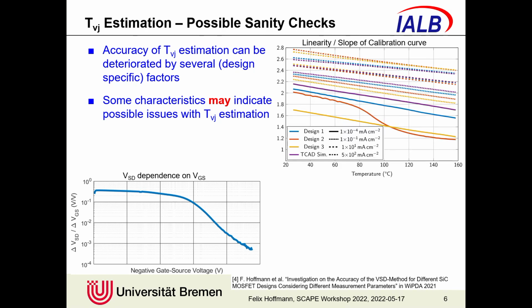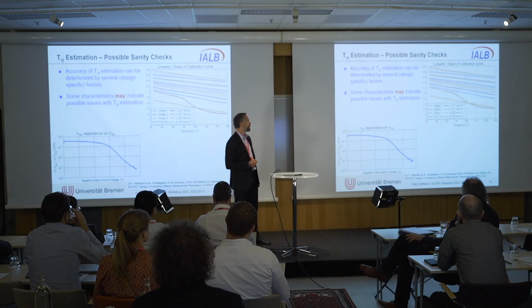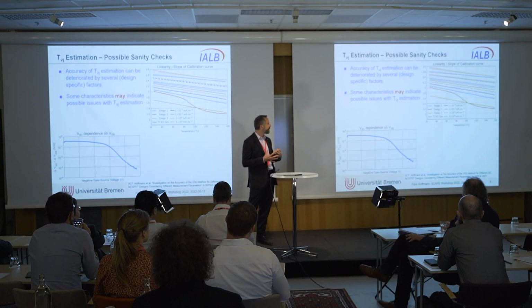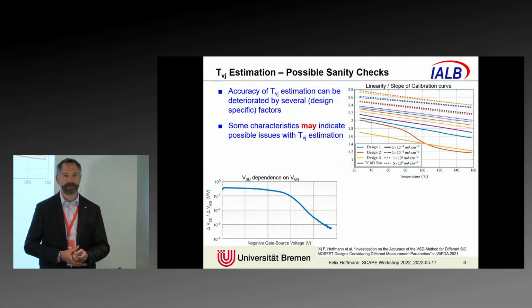Also, the sensing current density, of course, plays a role. For this, you can rely on the physics behind this measurement method. According to the physics, it should be perfectly linear, or almost perfectly linear. And you can see here, if you have a very weird configuration, you can get very nonlinear characteristics. This can give you a hint that your reading might be off.